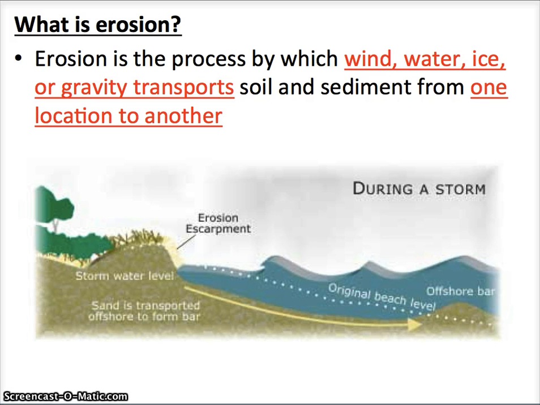Erosion is the process where a force like wind, water, ice, or gravity will transport soil and sediment from one location to another. It's different from weathering. Last time we talked about weathering, and weathering is when rocks will break down. Erosion is when those rocks will move from one place to another. So this picture shows how the weathered rocks here are moving from here to here. This is erosion because the rocks that were weathered actually moved.